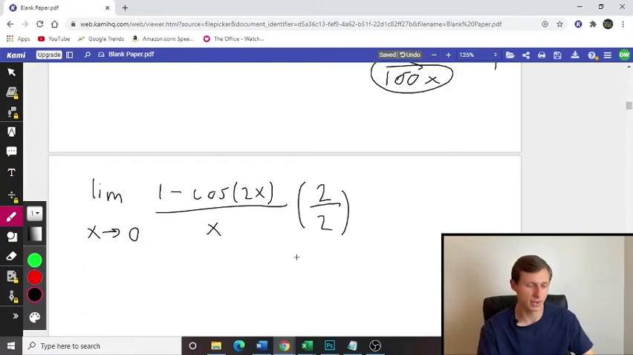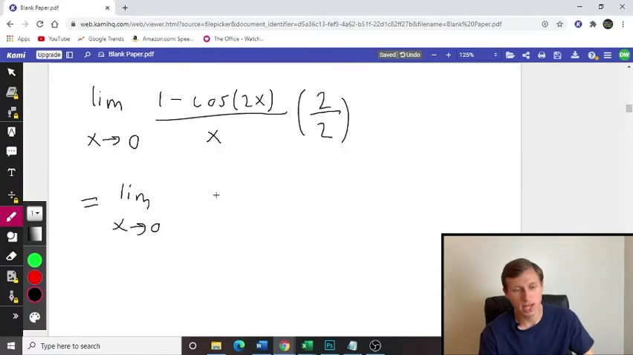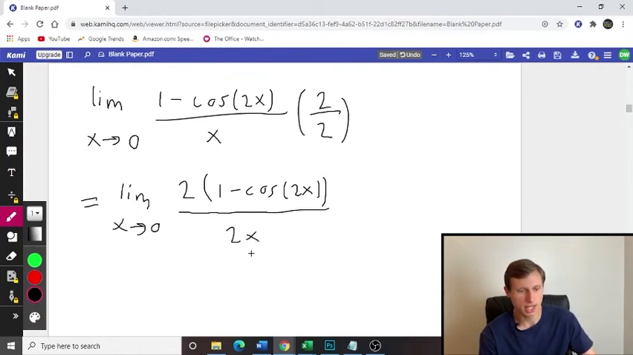2 over 2 is 1, correct? I'm allowed to do this. But what we do next is very important. We're going to have the limit as x approaches 0 of, in the numerator, I'm just going to write this, 2 times the quantity 1 minus cosine of 2x. I'm not going to touch that. I'm not going to distribute it. I'm just going to leave it like that. In the denominator, I'm just going to have 2 times x.